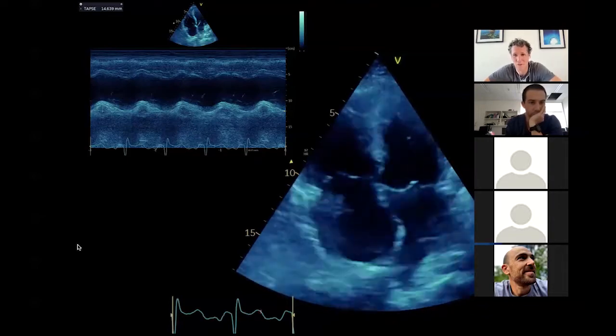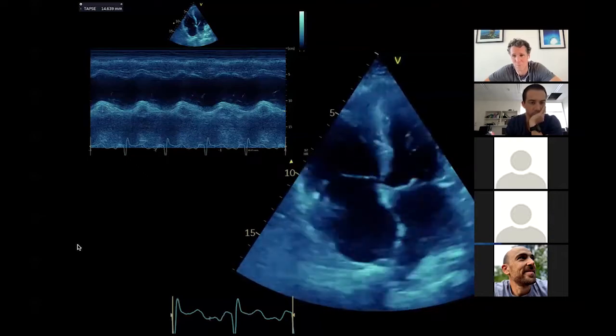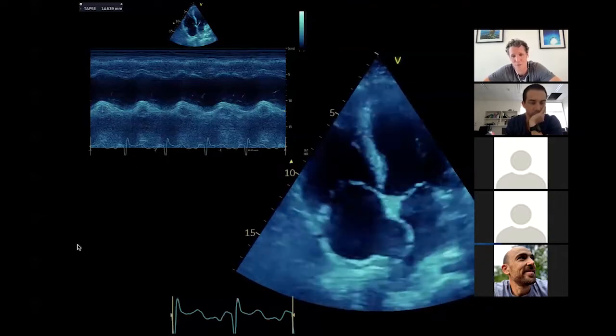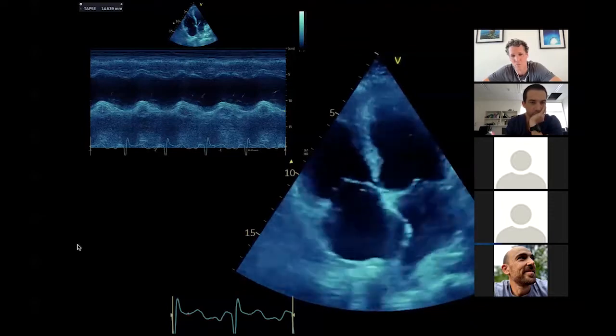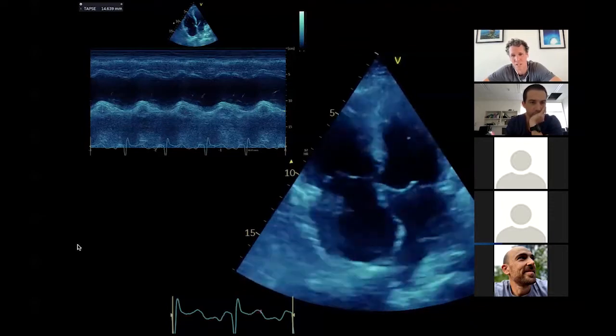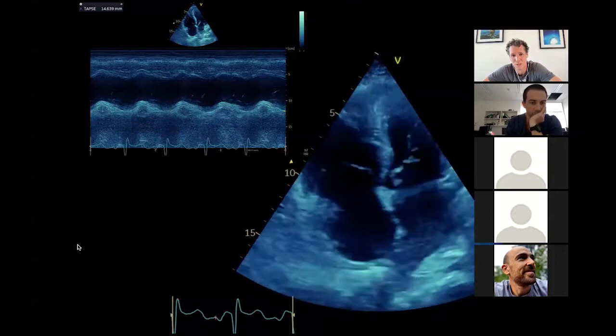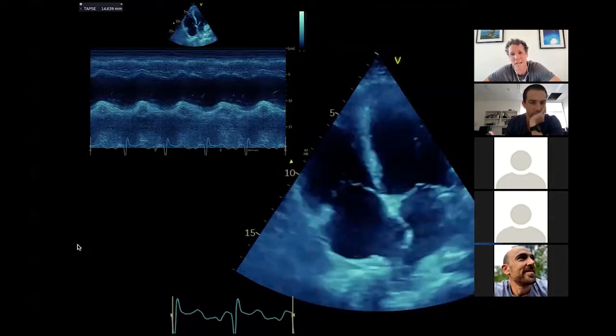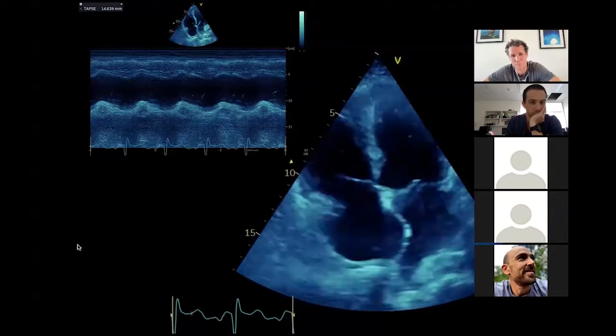I think TAPSE is not perfect. It's a pretty good measure in terms of it's easy to do. I'm not suggesting we shouldn't do it. I'm just saying that we've got to put it all together. And I think your eyeball, when you've done a lot of these things, is important to use, because I'm guessing that if we did the fractional area change on this, it would be way less than 35%, right?